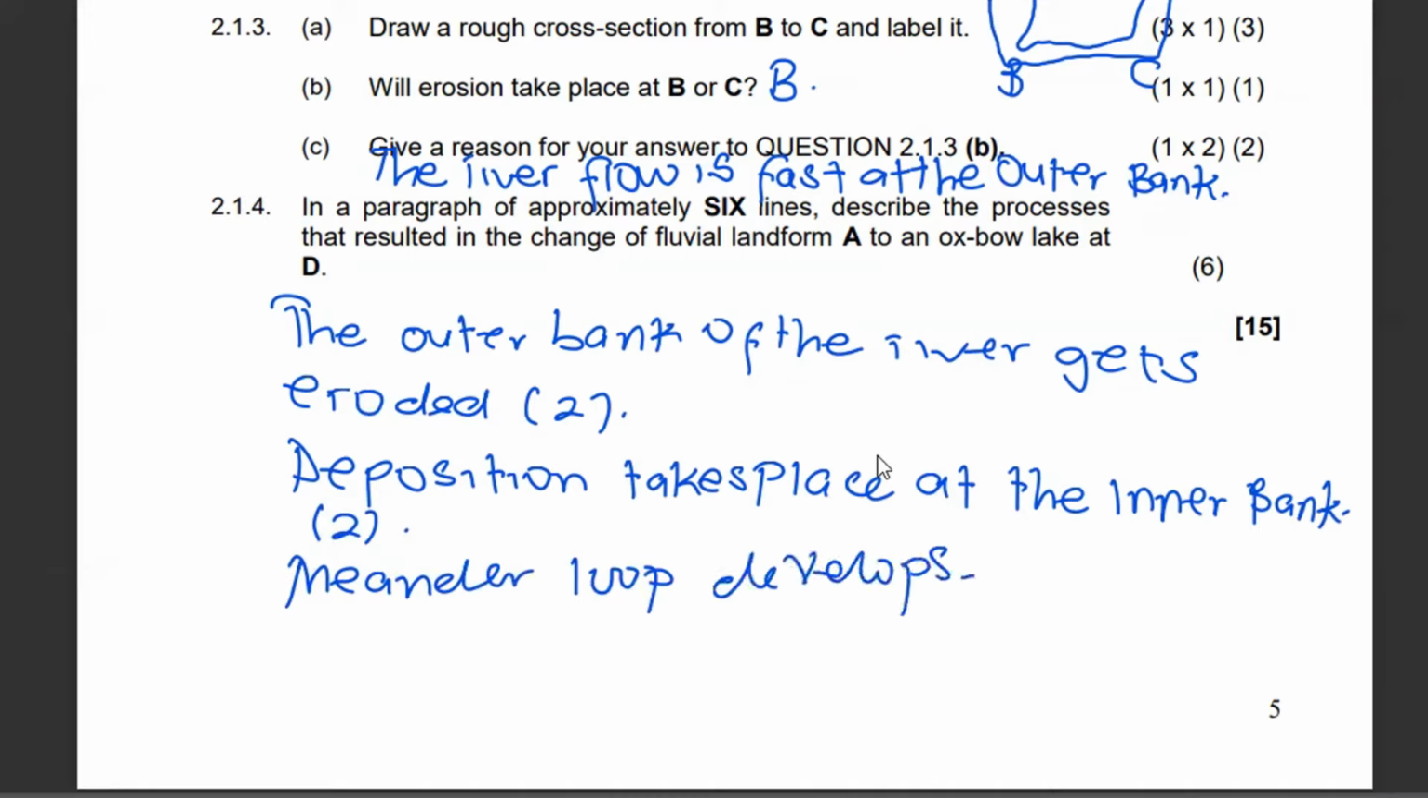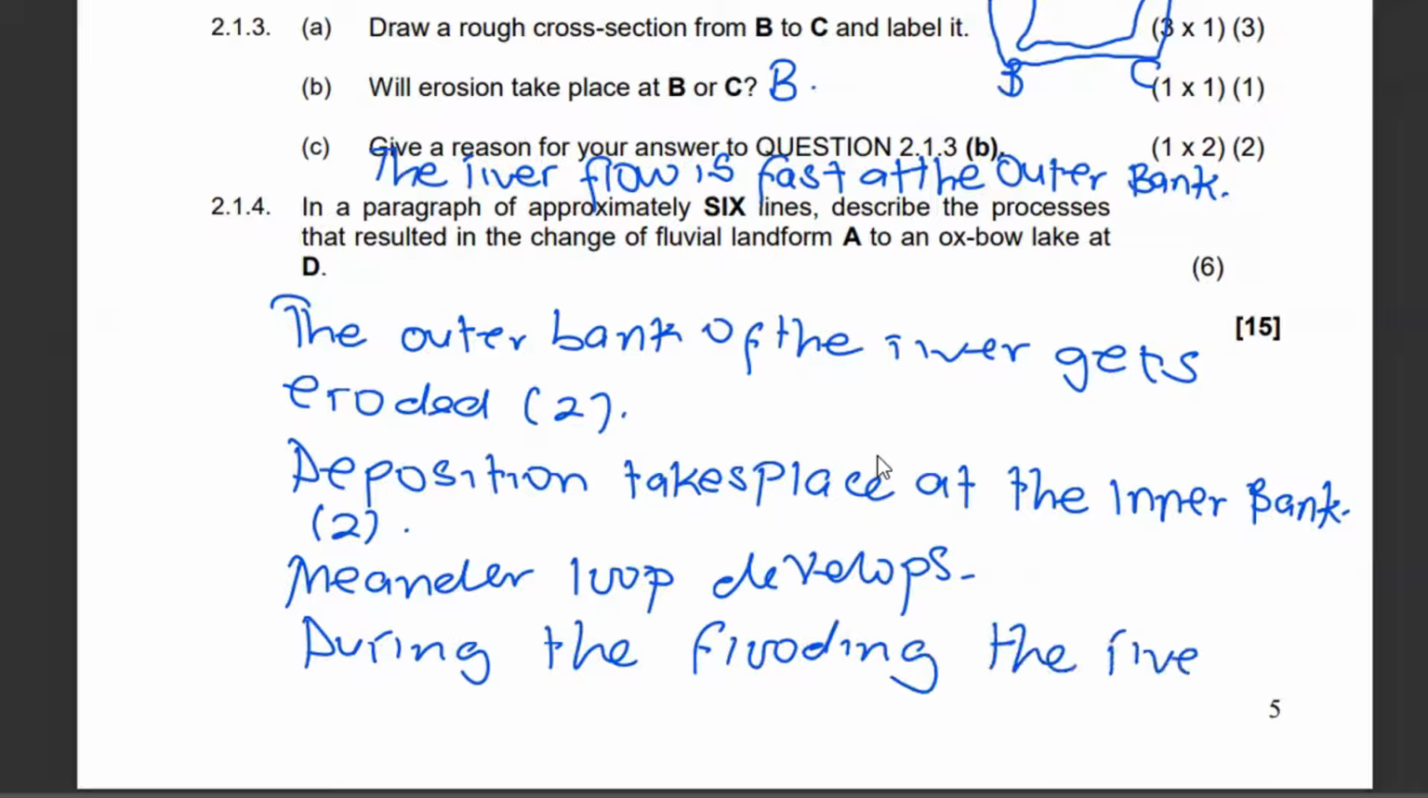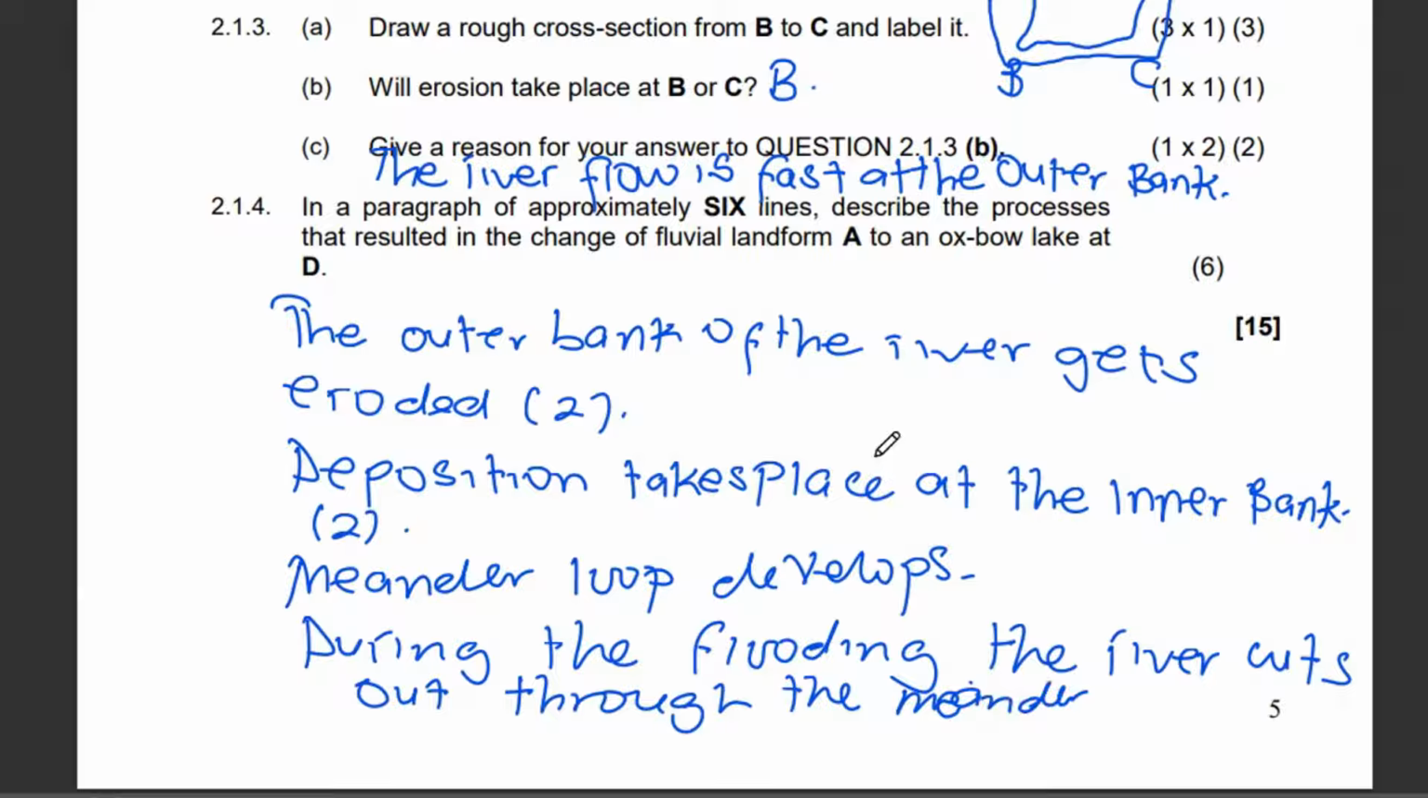Yes, and then you also talk about how during the flooding, the river cuts through the meander neck. The river cuts through the meander neck. All right, so let's continue.